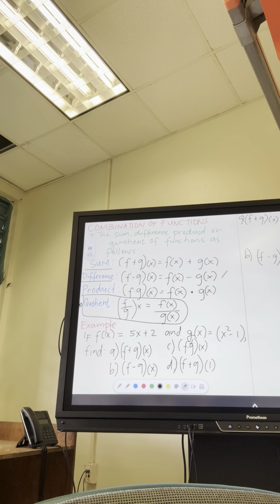As you can see, there is no more to combine because 5x is alone, but you need to arrange this one in decreasing power. As you notice, we have x squared, 1, 0. So you are going to start with negative x squared, followed by positive 5x, and then you need to combine. You have a positive 2 and positive 1. You got positive 3. So this is now your f minus g of x. Okay? So that is now for your subtraction or finding the difference of two functions.